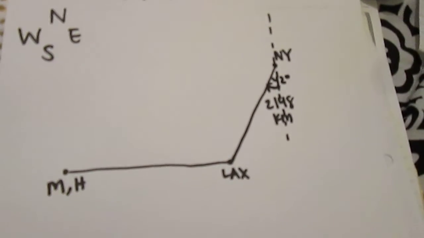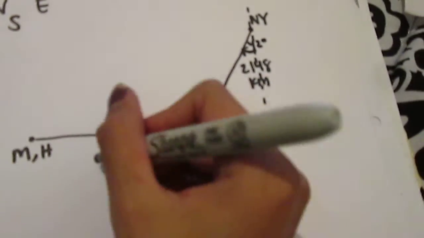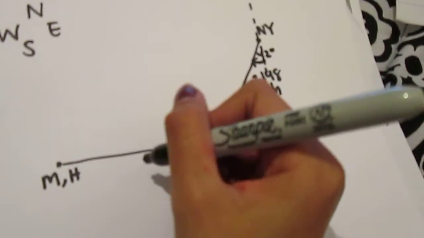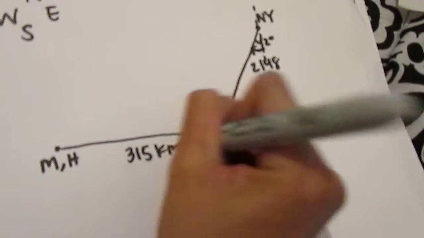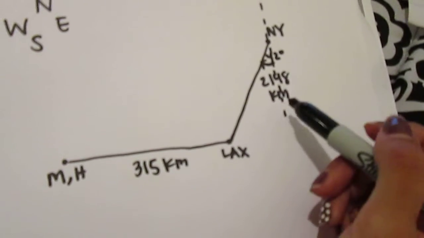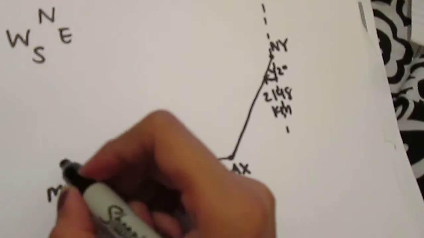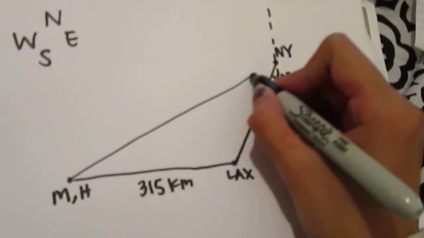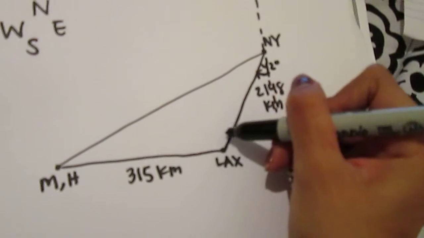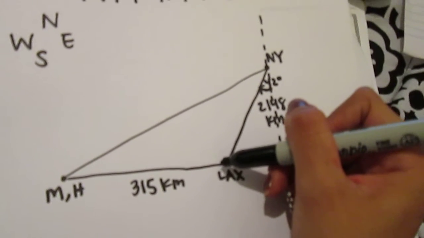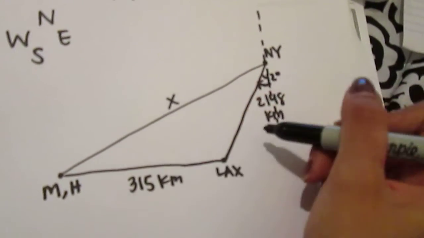And from here, it seems like we don't have enough information, and also we forgot to put 315 kilometers. So we have a side, and we have an angle that is not part of the triangle. And we can close our triangle here. So we want to find this, because what we are looking for is how far is the entire trip. So we are going to need this, and we're going to need to add all three of them.